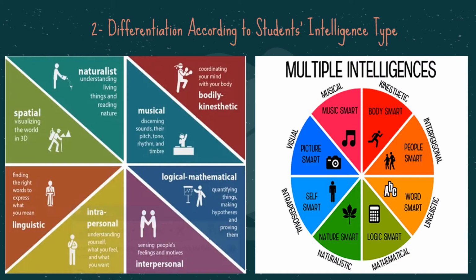Now, the second criteria that you can use when you're differentiating, in addition to the learning style, is the intelligence type. And this is basically a theory that states that everyone is smart in their own way. There's no such thing as a stupid person. Everyone is smart, but in a different way.